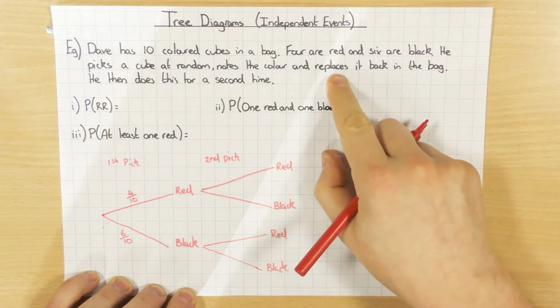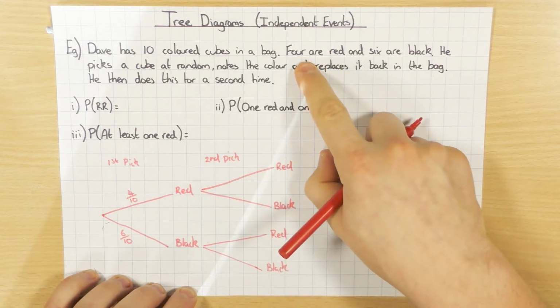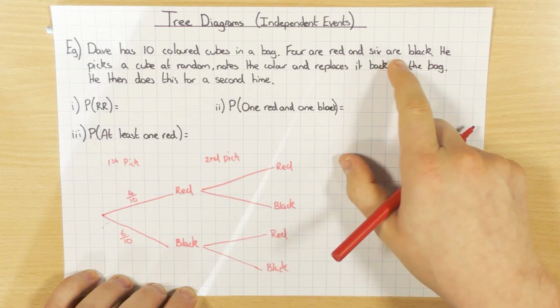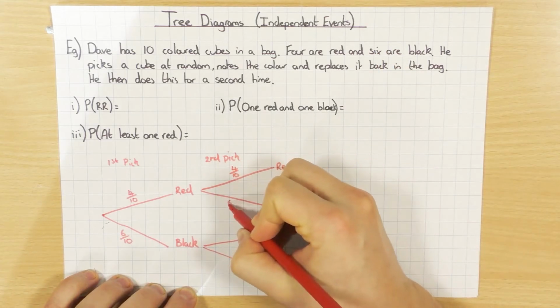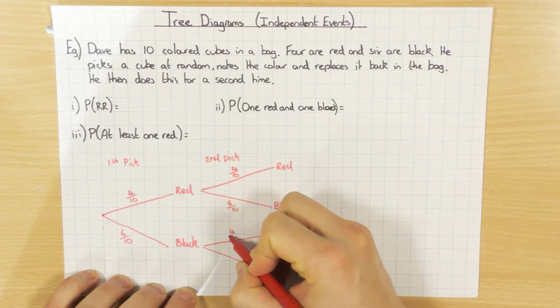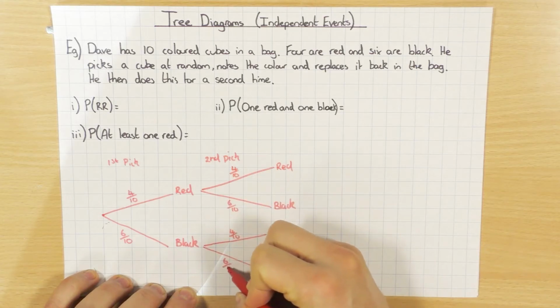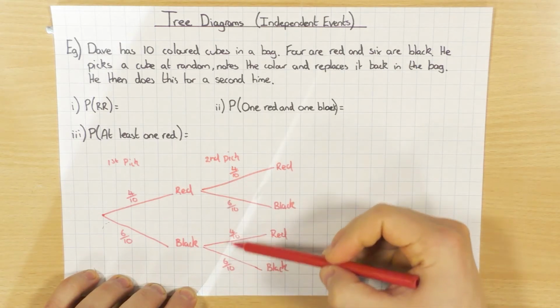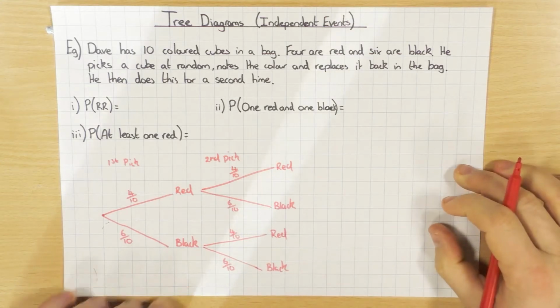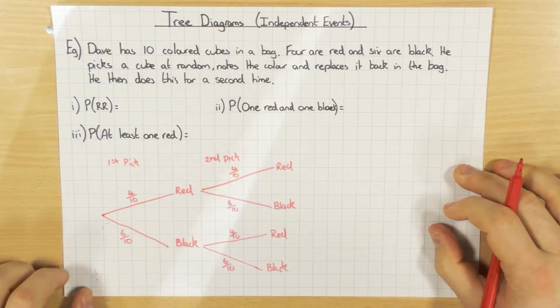And because he replaced a cube, I'm still going to have 4 red, I'm still going to have 6 black. So the probabilities are going to be exactly the same. 4 out of 10, 6 out of 10, 4 out of 10, and 6 out of 10. Again, the branches here add up to 1, branches here add up to 1. So that's how you draw the tree diagram.